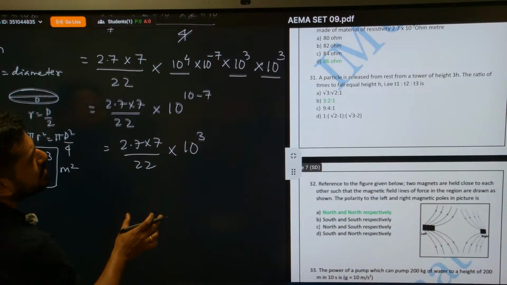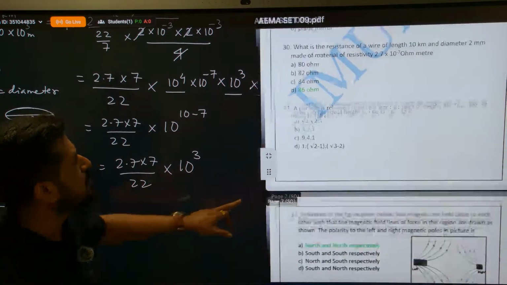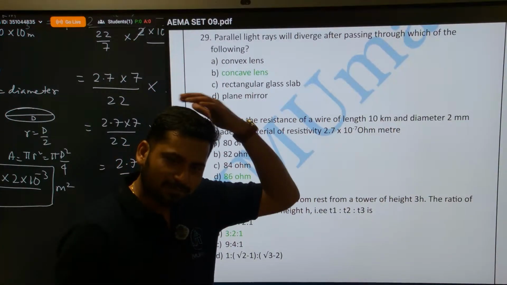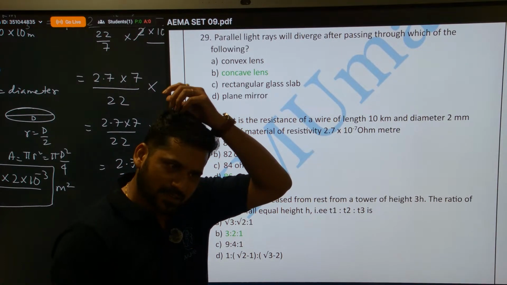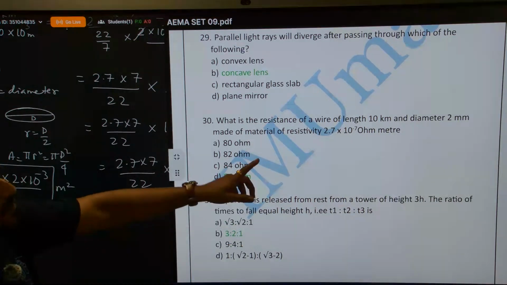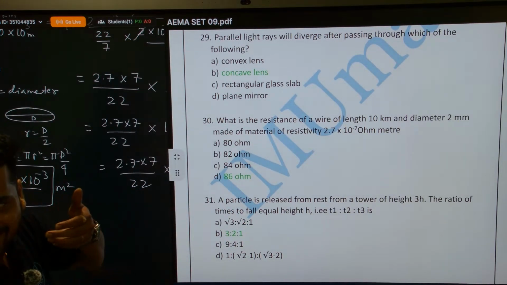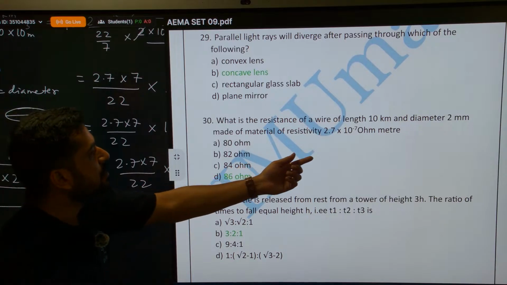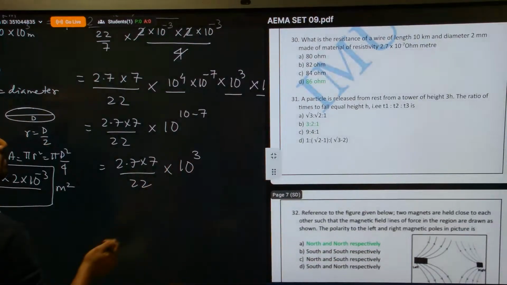I think resistance will come not only 86 ohm, it will come much greater because the length is given 10 kilometer. Yes, sir. I think it would not suffice, 8598.7. It would, because 10 kilometer doesn't mean a small length. 10 kilometer means from here to Howrah. Obviously resistivity is quite higher, 2.7. Sir, I got the answer. I think this is not the answer actually.